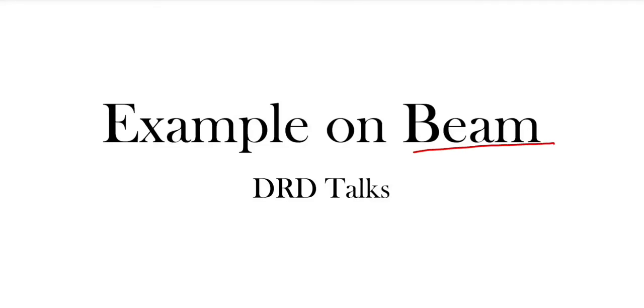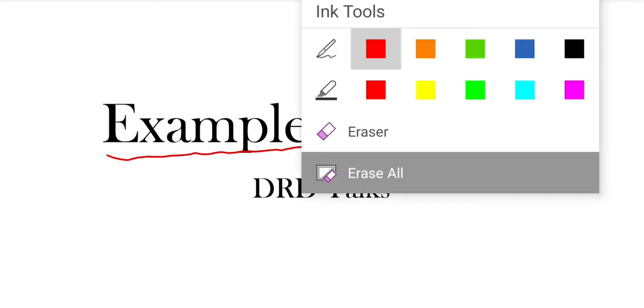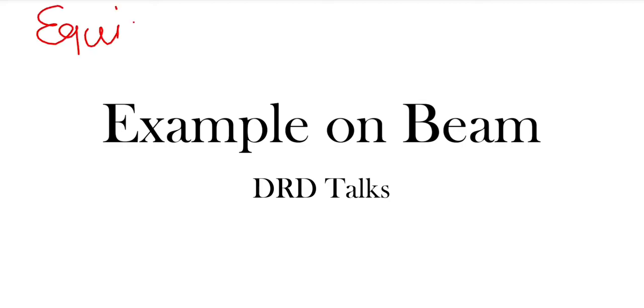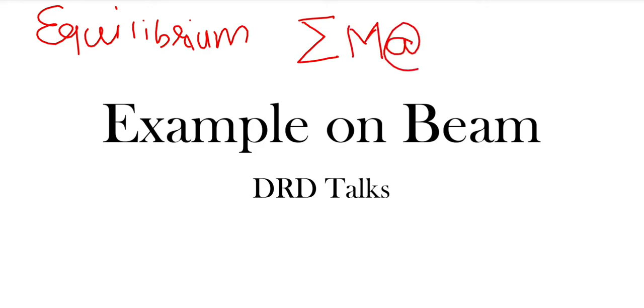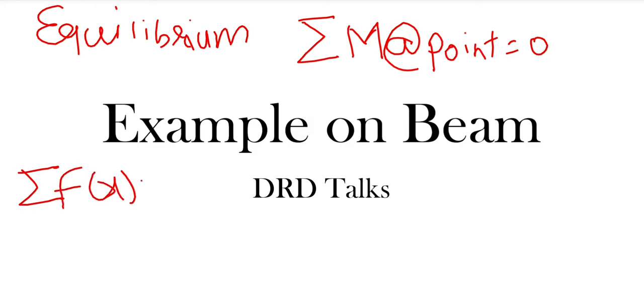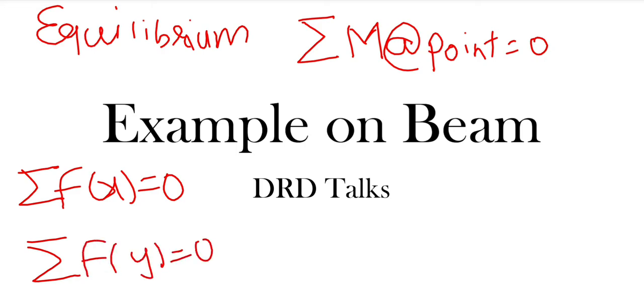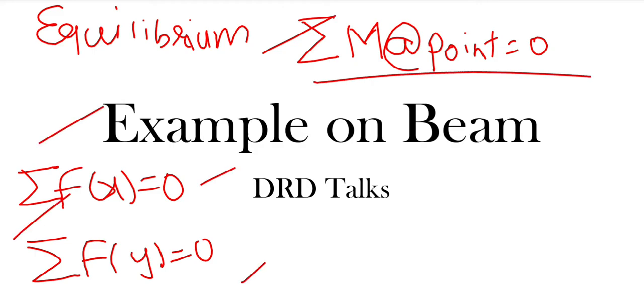This is the fourth lecture in the series on beams, and in this lecture we are going to see an example on beams. Before starting, you need to know the equilibrium conditions to solve the examples on beams. So, what are the equilibrium conditions? The first condition is that the summation of moments at any point on the beam is equal to 0. The summation of forces on the x-axis is equal to 0, and the summation of forces acting on the y-axis is also equal to 0. These are the three equilibrium conditions. Using these three conditions, we are going to solve the questions.